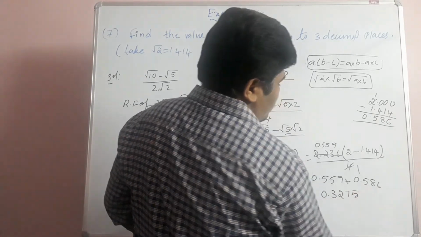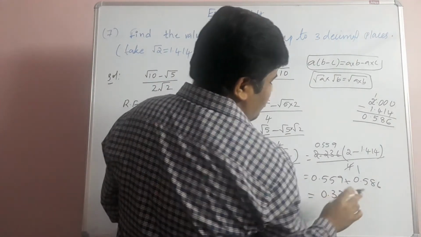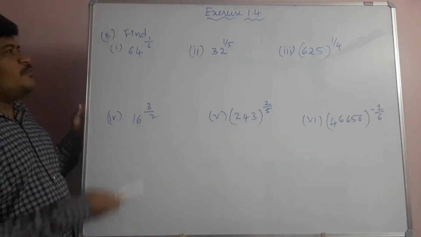0.3275. So like this. They are asking for 3 decimal places, so if you find 0.327, that is enough. Students, now problem number 8.